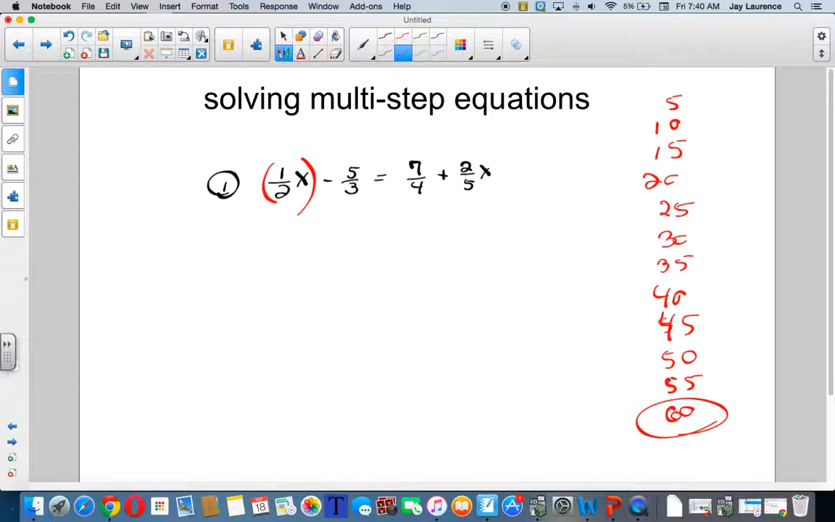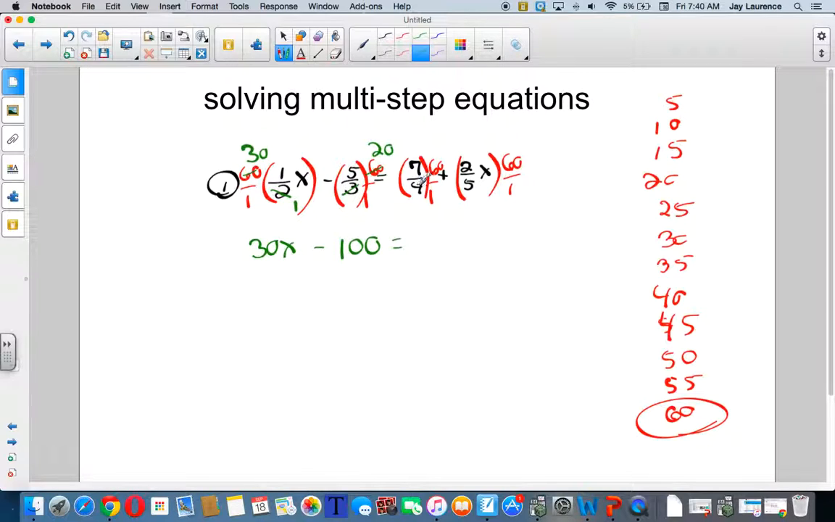So I'm going to multiply by 60 over 1, and here I'm going to multiply by 60 over 1. I'm distributing, right? And then by 60 over 1, and then by 60 over 1. So this here, 2 goes into 60 30 times, becomes 30x. This part here, 3 goes into 60 20 times, now I have minus 100. Excuse me, 4 goes into 60 15 times, 7 times 15, I think it's 105. I think that's right. And then 5 goes into 60 12 times.